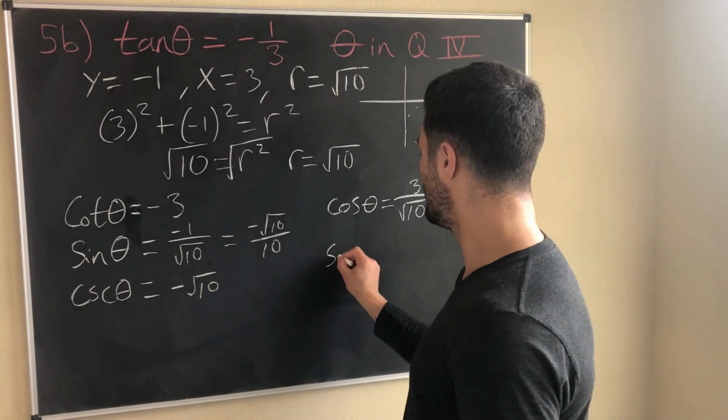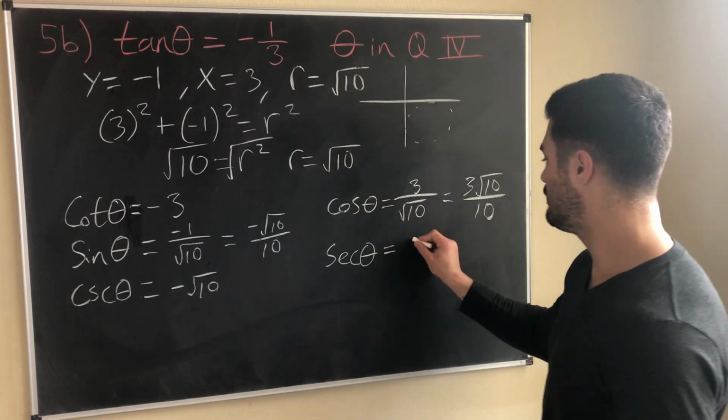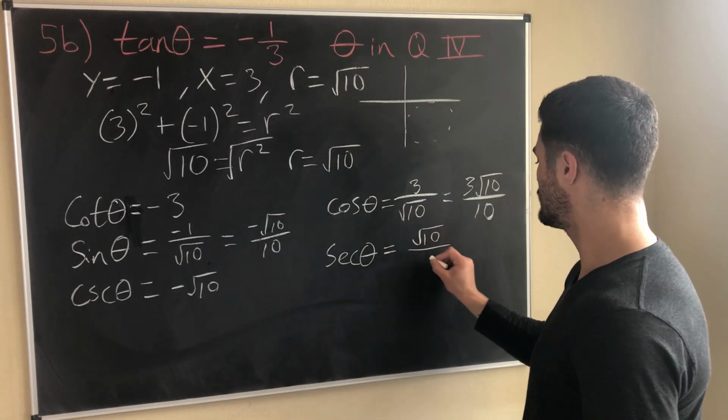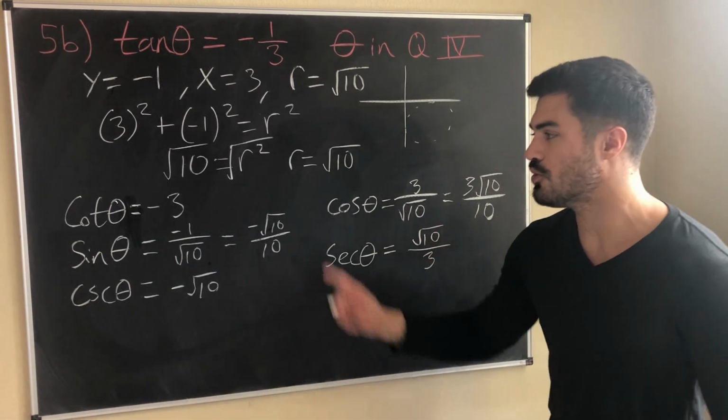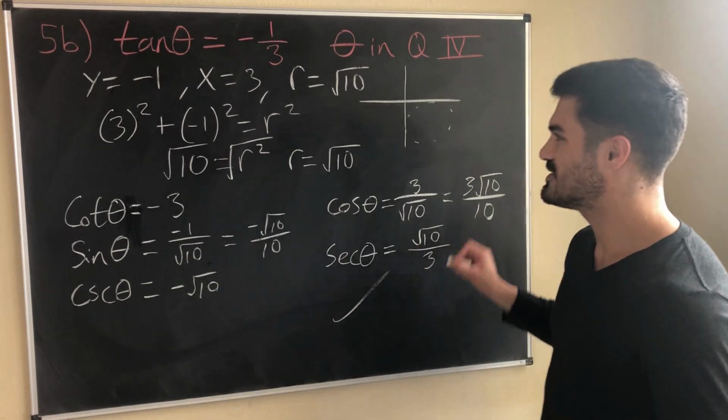Cosine, and then we have secant as well. Secant theta equals square root of 10 over 3. There we go. We have found the 5 remaining trig functions. We're good to go. That's it.